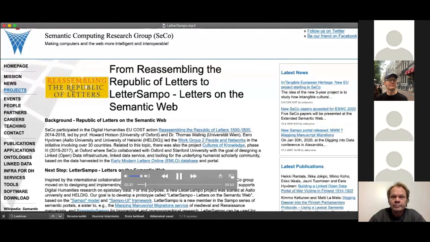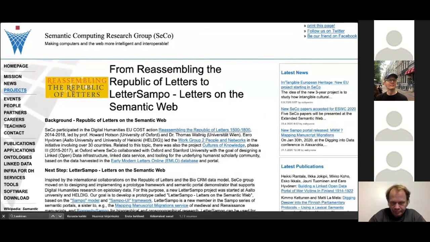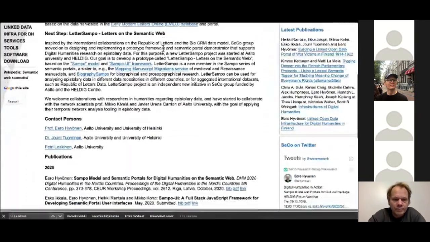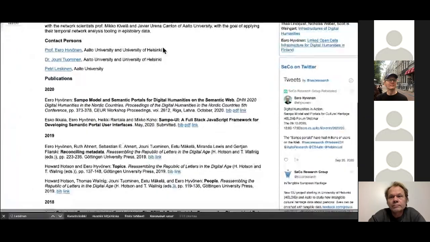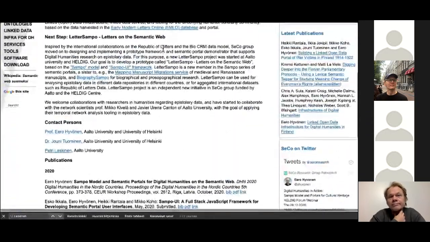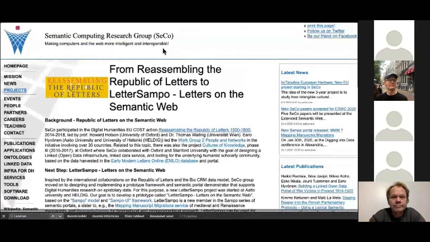Letters are always sent from a place to another and are therefore scattered in different archives in different countries, written in different languages. Harmonizing the metadata from separate data silos and aggregating the data into a semantically interoperable global service for digital humanities analyses makes a nice use case for the Sampo model and Sampo UI framework, developed at the Semantic Computing Research Group.